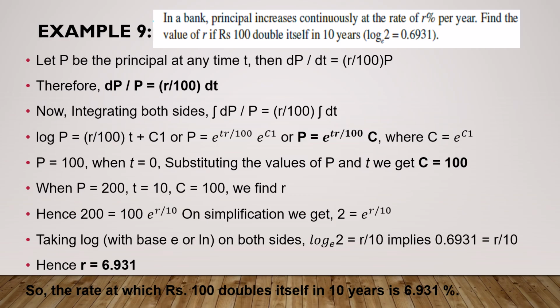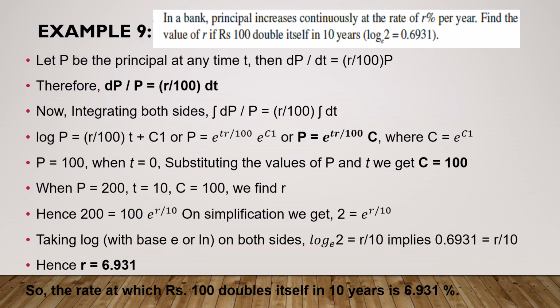Now what you need to find is a particular solution. That means you need to find the value of C. So what information is given to us? You are given P is equal to 100. Find the value of R if rupees 100 doubles in 10 years. That means initially it is 100 and then it doubles in 10 years. So the initial and final boundary conditions are given to us. In these types of cases, first of all, the initial condition is P is equal to 100.